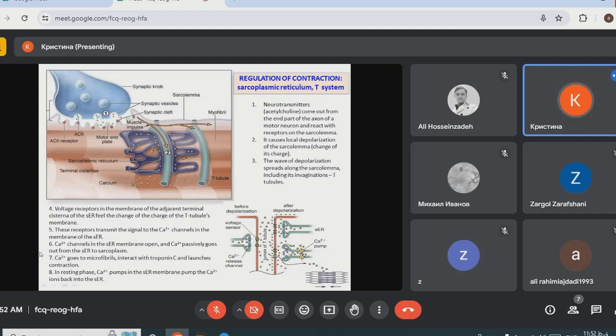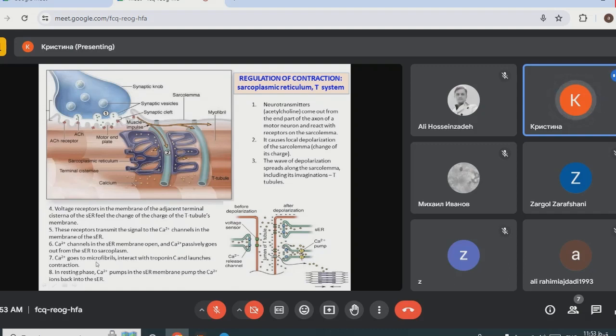And step 6, these channels open, and calcium can go out from smooth endoplasmic reticulum. So calcium ions go out from smooth endoplasmic reticulum to the cytoplasm, which is called sarcoplasm here, and calcium goes towards myofibrils. There, calcium will bind to troponin C, and it will launch the contraction of myofibril.